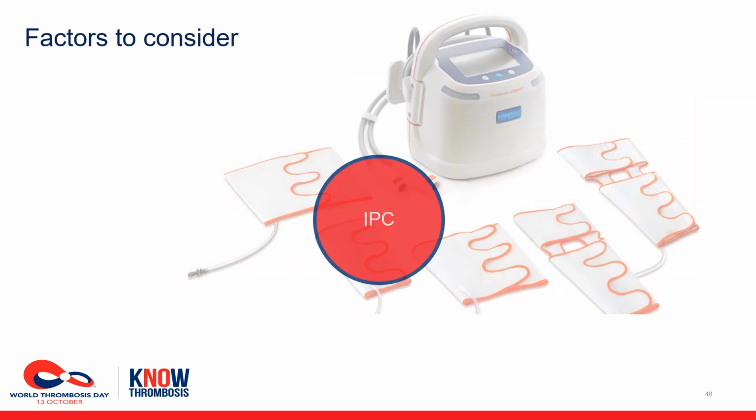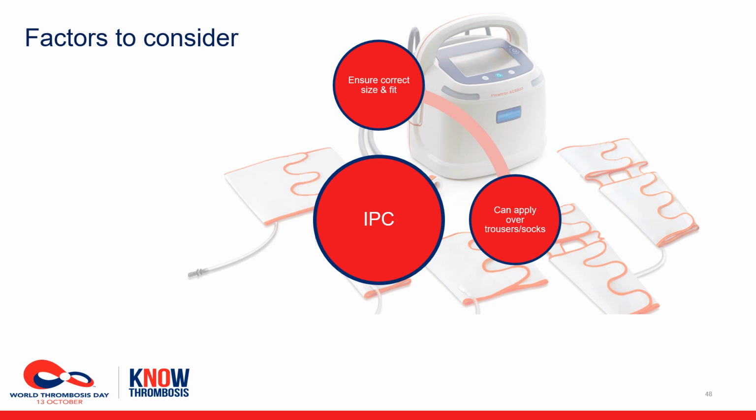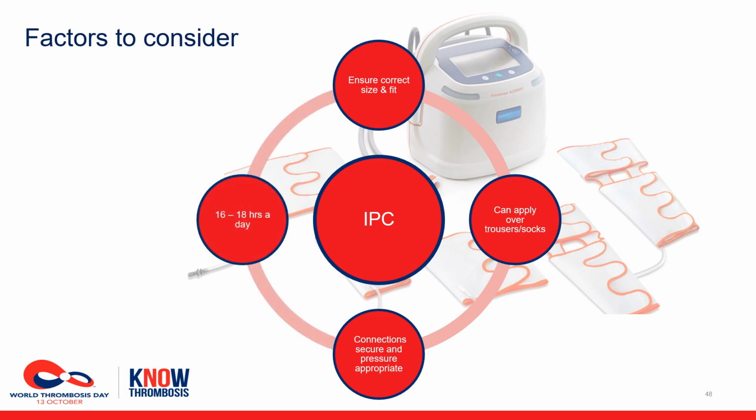So, factors to consider in regards to intermittent pneumatic compression: ensure correct size and fit as per manufacturer's recommendations. You can apply them over trousers and socks. Certainly with intermittent pneumatic compression, you can also apply them when people are sitting up in the chair, especially those surgical patients that are sometimes sitting up in the chair for 2 or 3 hours a day. Put the foot pumps on, put the calf pumps on, they work. Of course, pretty simply, ensure connections are secure and pressure is appropriate, and wear for the bedbound patient for around 16 to 18 hours a day for it to be optimally effective.